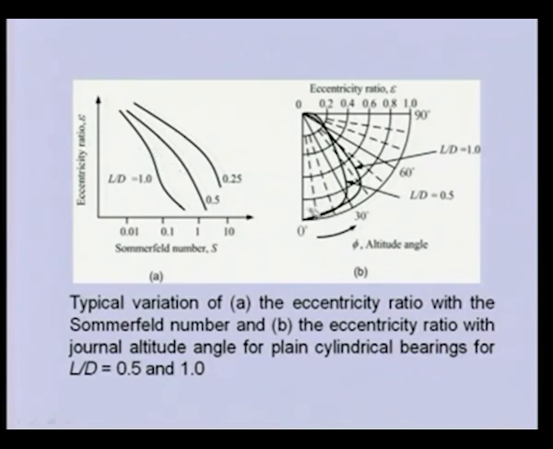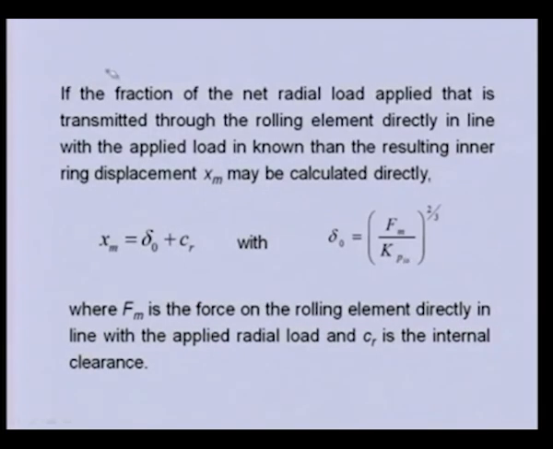Even we can plot the epsilon and the attitude angle for various geometrical conditions of the bearing, like for L by D ratio 0.5, this is the curve, and the second curve is for L by D equal to 1. If the fraction of net radial load applied that is transmitted through the rolling element directly in line with the applied load is known, then the resulting inner ring displacement may be calculated directly.